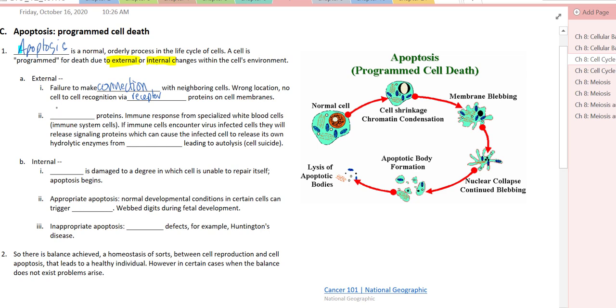So, signaling proteins. These can affect our immune responses. So, specialized white blood cells of our immune system, if they encounter virus-infected cells, will release signaling proteins, which can then cause the infected cell to release its own hydrolytic enzymes from, if you remember, lysosomes, right? And that's where lysosomes can play a role in the process of apoptosis, and leads to literally autolysis, so the digesting of the entire cell.